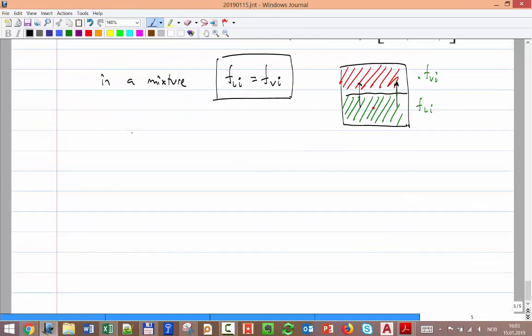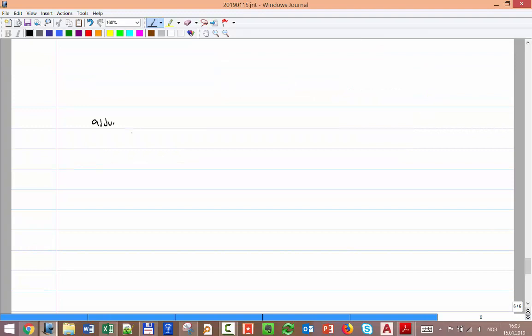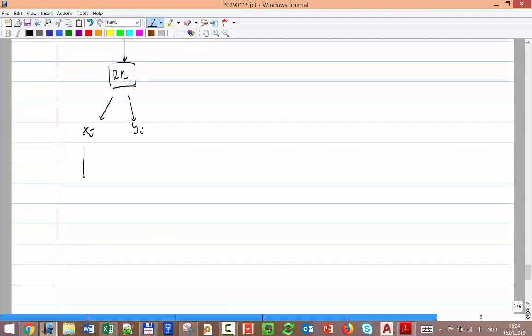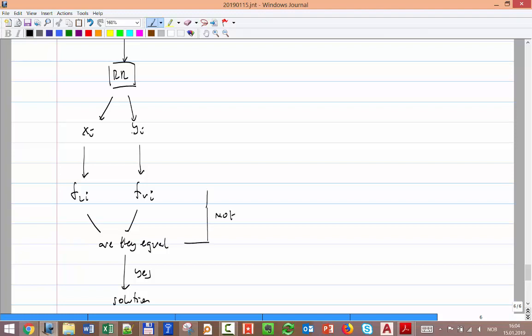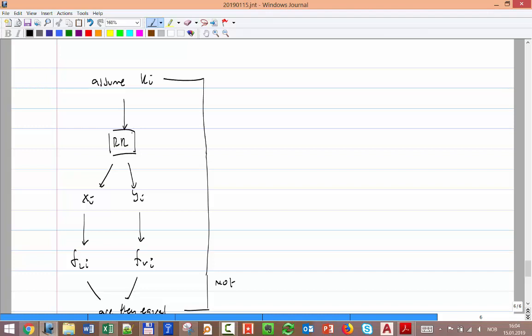So I can use the equation of state to find K. That means I assume Ki. Then I run Rachford-Rice. Then I find xi and yi. And then with these two, I find the fugacity of the liquid i and the fugacity of the vapor i. And now I compare. Are they equal? If yes, then I have the solution. If not, then I have to go back and assume another set of K.